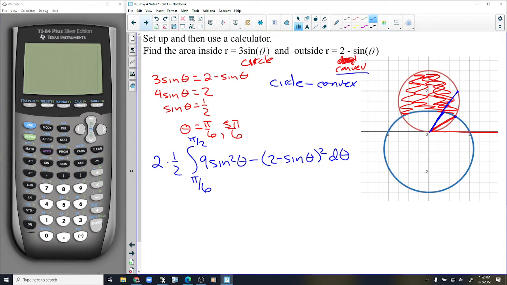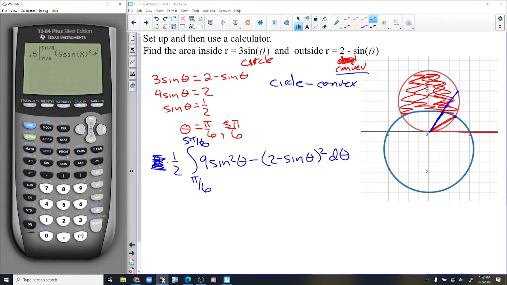I used a little bit of symmetry, but if you don't like the symmetry, and I'm just plugging this into the calculator, we'll go from pi over 6 to 5 pi over 6. No problem. We could do it that way too. All right, let's do it on the calculator. A half, math 9, pi divided by 6, to 5 pi divided by 6, of 9 sine squared. Oh, whoops, that's not how you do it. I got it. I need the variable. Then squared. Minus 2 minus sine of x squared.